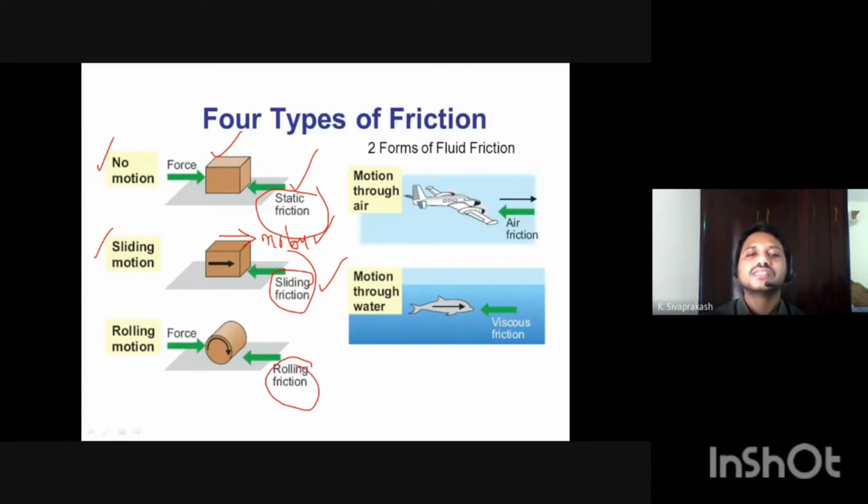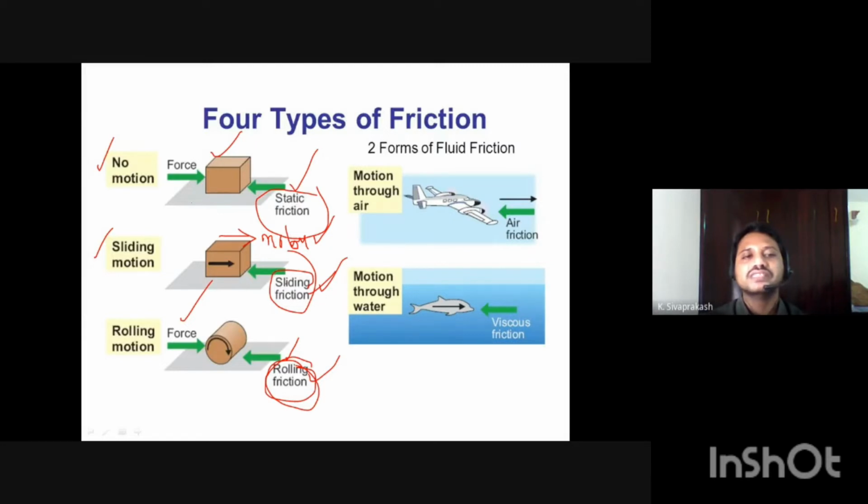But comparing sliding friction and rolling friction, the rolling frictional value is very small. That's why we prefer to design many trolleys. And if you want to move something from one place to another, we prefer to use rollers, so the friction is very small and the resistance is very small. Why? Because the frictional force is opposite to the applied force. See here, the rolling friction is opposite to the external force, but its value is less when compared to sliding friction.